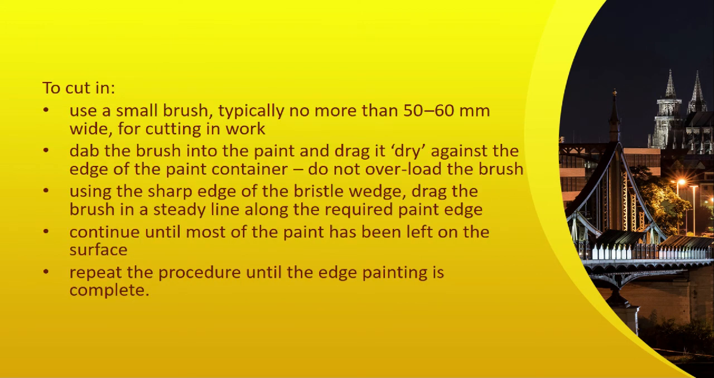In order to cut in, use a small brush, typically no more than 50 to 60 millimeters wide. Dab the brush into the paint and drag it dry against the edge of the paint container. Do not overload the brush. Using the sharp edge of the bristle wedge, drag the brush in a steady line along the required paint edge. Continue until most of the paint has been left on the surface. And lastly, repeat the procedure until the edge painting is complete.